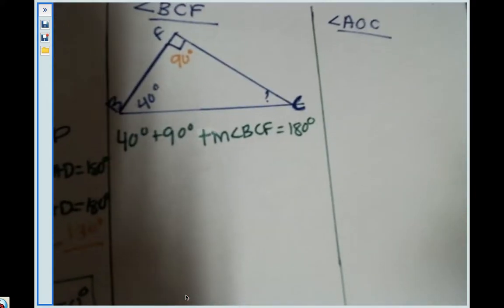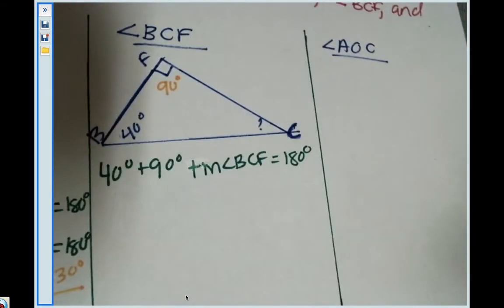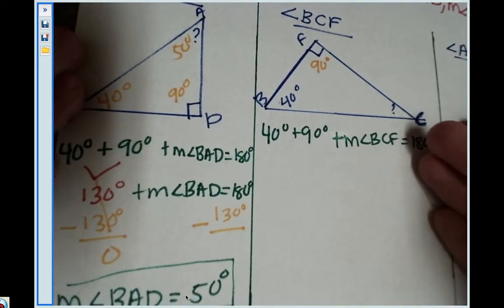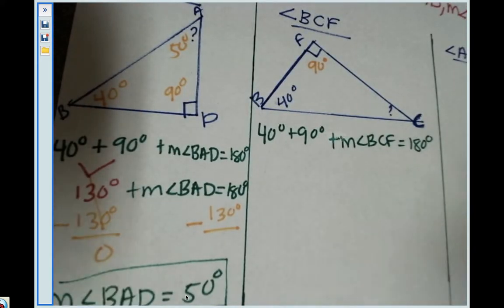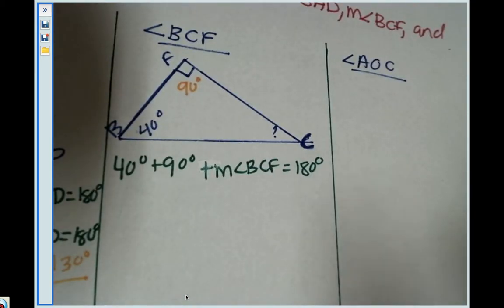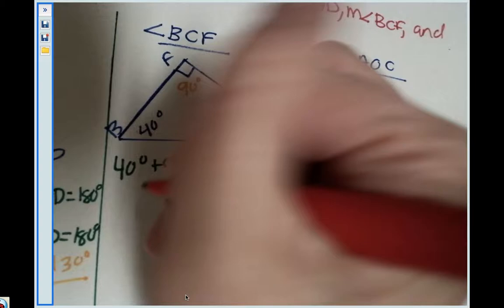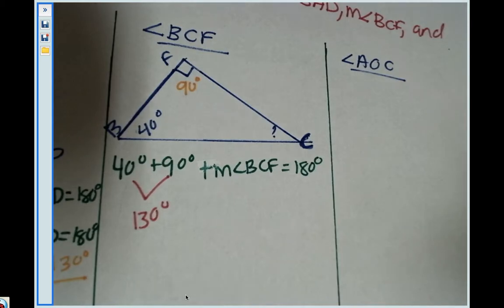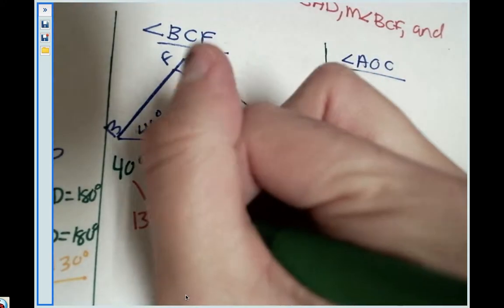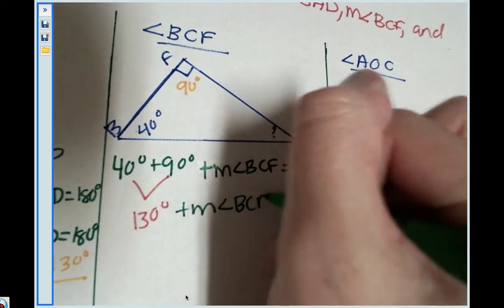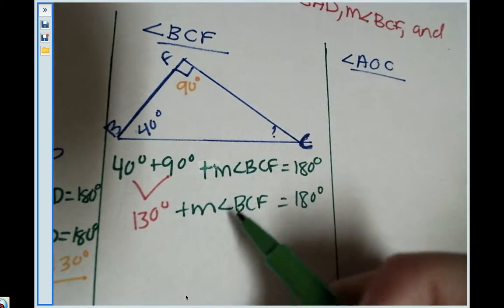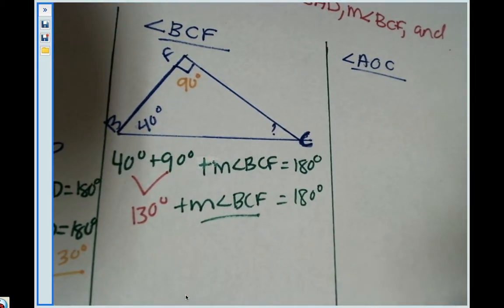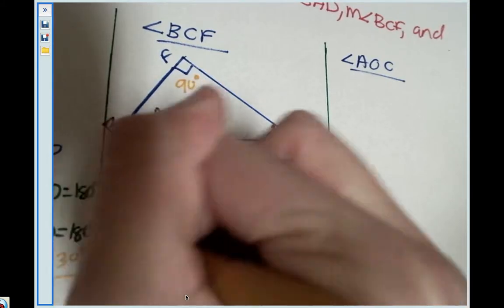Okay, so let's start solving now. And again, I'm going to zoom in. All right, this is going to flow very similar to last time because if you guys see, these are the same equations. So you probably already know what BCF is, but it doesn't hurt to check to make sure you did it right. So 40 plus 90 is going to give me 130 degrees. So 130 degrees plus the measure of angle BCF equals 180. All right, I need to get the measure of BCF by itself, which means I need to subtract 130 on both sides. Bam.